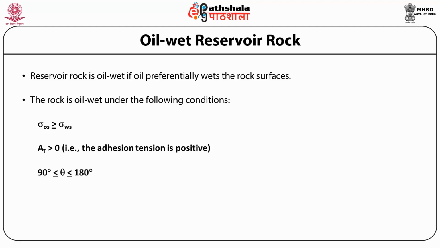In this case, the contact angle between the rock surface and the oil molecule lies between 90 degree and 180 degree, that is, 90 degree is less than theta, which is less than or equal to 180 degree. So it lies between 90 to 180 degree. If the value of contact angle is 180 degree, then the surface is called strongly oil wet.